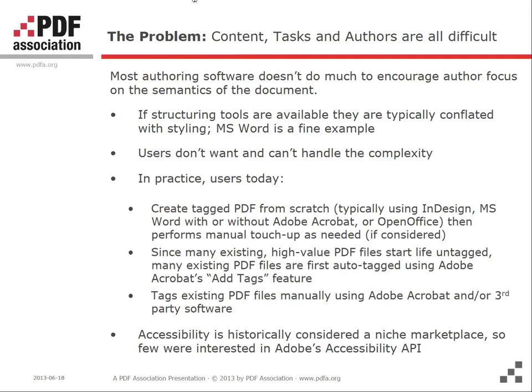So content, tasks, and authors are all kind of difficult when it comes to this subject. Most authoring software doesn't do much to encourage authors to focus on semantics. As I've observed in my previous sessions, structure tools are typically conflated with styling, so that the user is in the position where they're busily styling their document, and then the styling is presumed to also be the driver of structure. And that's not necessarily true. These things ideally would be either presented in straightforward terms that distinguish structure from style, or at the very least would provide a facility where the user understood the significance of what they were doing.